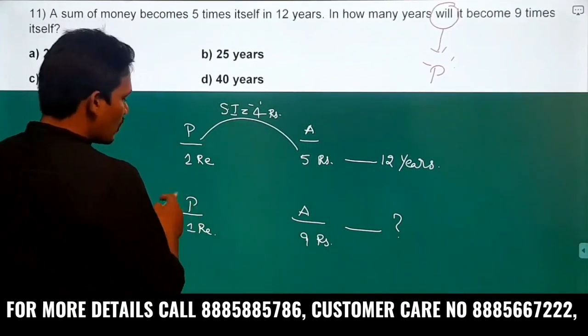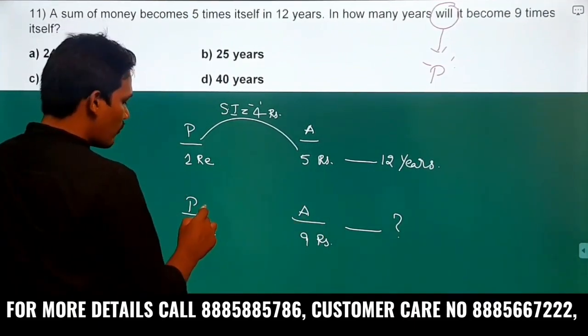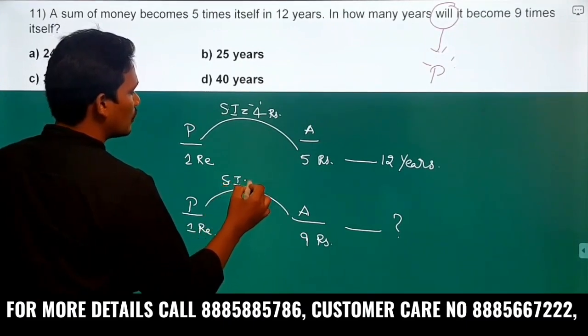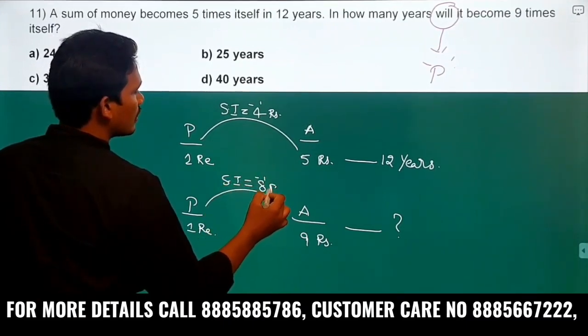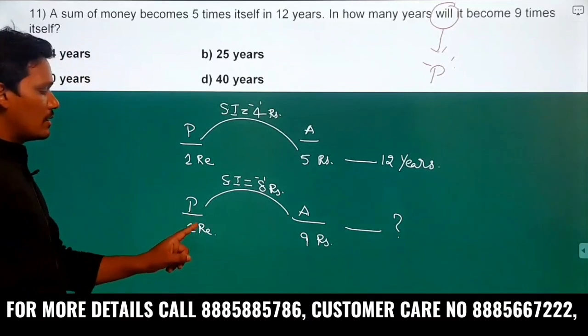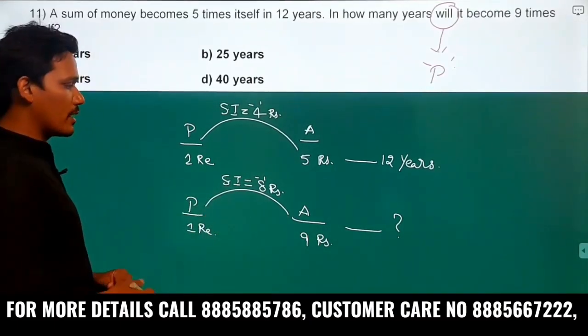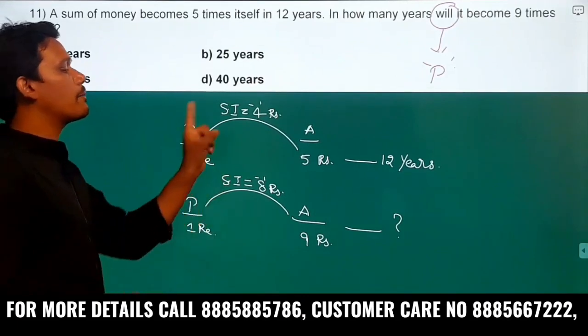So this amount has to become 9, which means what is the interest to be developed here? So the simple interest value is 8 rupees. Okay. So for this 1 to become 9, we have to add how much? It is 8 rupees. The simple interest to be developed is 8 rupees.